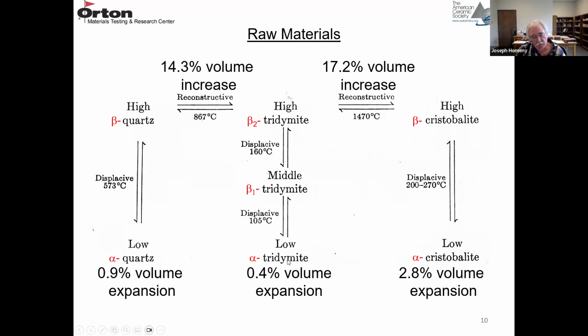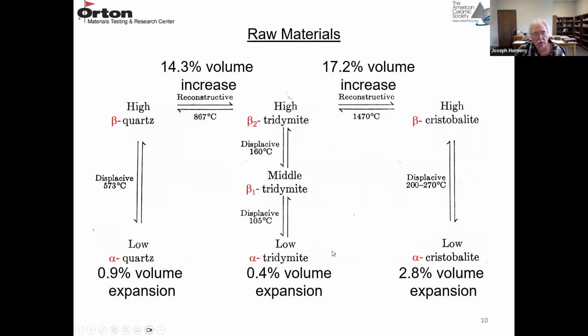If you have tridymite and you heat it up, you go from alpha to beta 1 to beta 2 tridymite. Those displacive transformations are at 105 degrees C and 160 degrees C, and that has a 0.4 volume percent expansion. And then if you have cristobalite, it goes from alpha to beta cristobalite in this temperature range, 200 to 270 degrees C, and there's a bigger volume expansion than with tridymite, it's 2.8%.